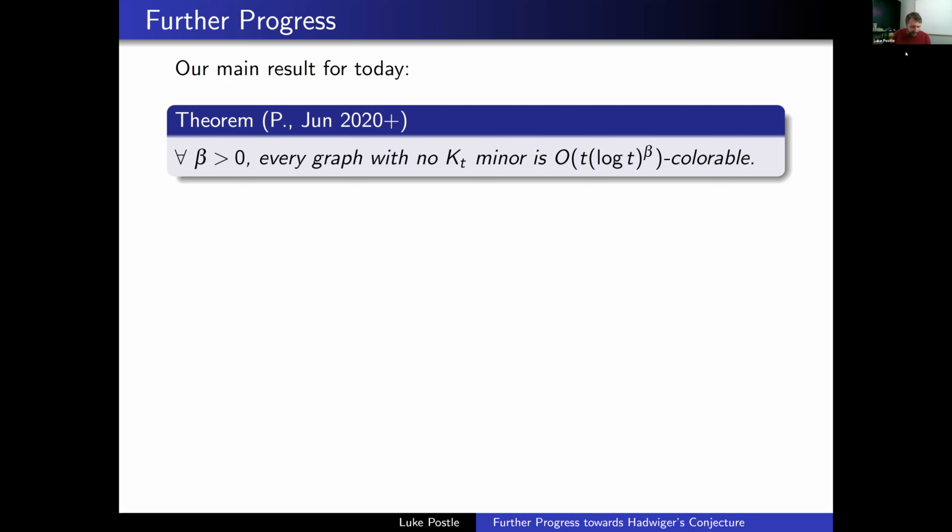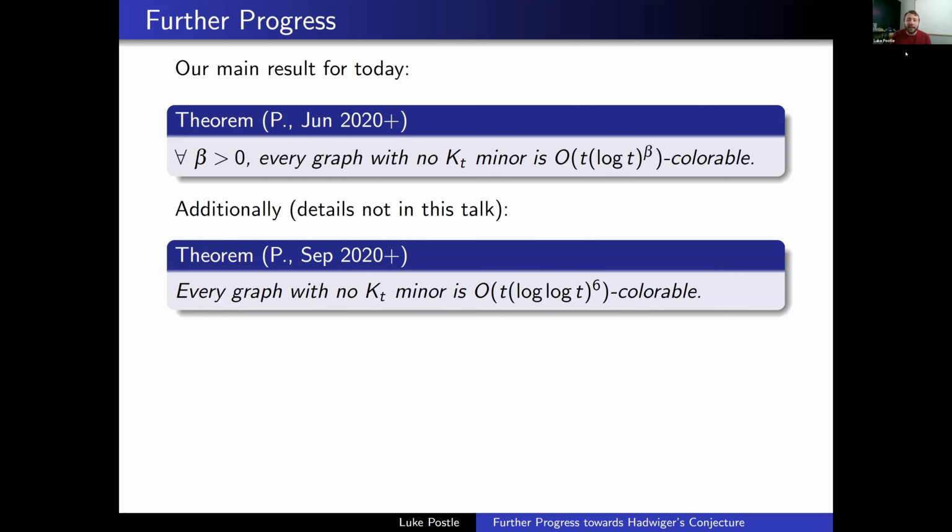So this I did in June, and then it becomes a question: what's the actual function, right? I mean, is it 2 to the square root of log t or what? Well, I made some iterative improvements to that, and I won't go through the details in this talk. The best version is from September now. So every graph with no K_t minor is O(t (log t)^6) colorable.